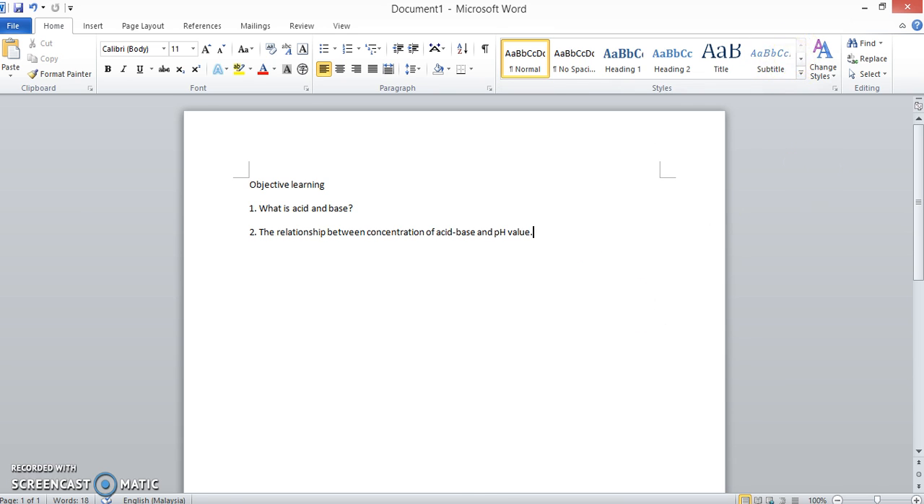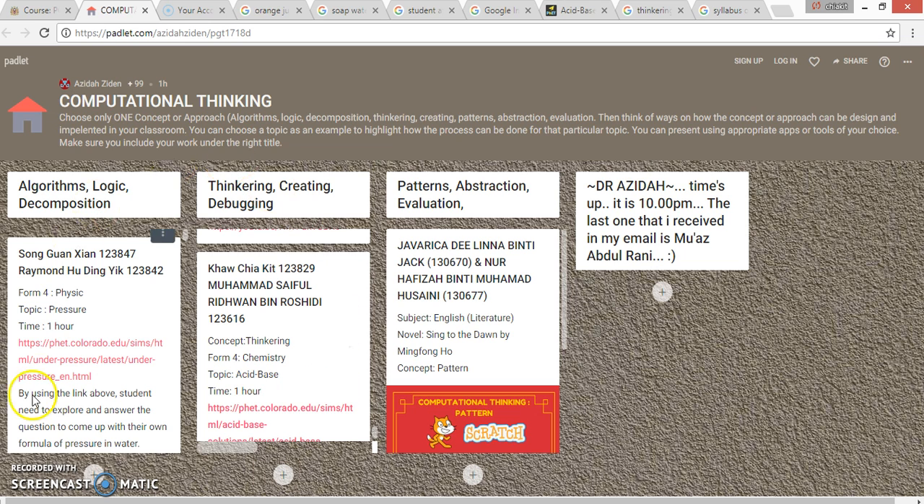Okay, so we go back to the palette, and every starting of teaching we must have a set induction. So what is the prior knowledge of the students? The students have learned what is acid, base, and also concentration in Form 2 science. So it's very easy for the teachers to bring up the concept of acid base again to the students.